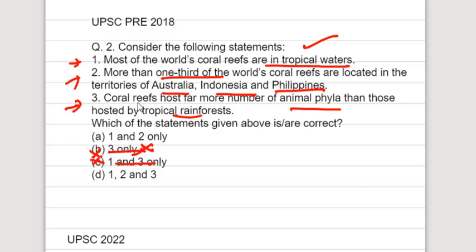The third one is, coral reefs host far more animal phyla. Animal phyla means animal phylum, than those hosted by the tropical rainforest. This statement is also correct. Actually, corals are the most diverse region. So the answer will be 1, 2 and 3.